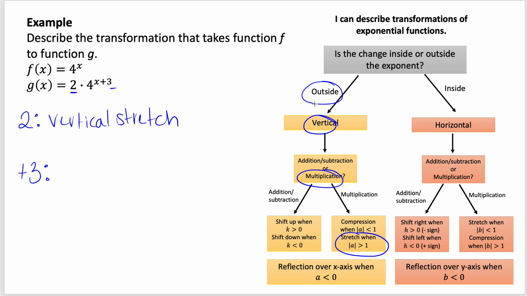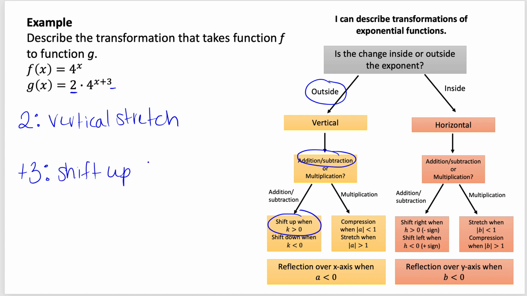When I use the flowchart to solve these problems, I have to start all over when I'm doing a new number. So when I'm thinking about the 3, I'm just going to go ahead and erase all of these and then just start all over. I have a plus 3 now, which is on the outside of my function. It's being added or subtracted, and it is positive, so it's going to be a shift up. We would say it's shift up 3 units.